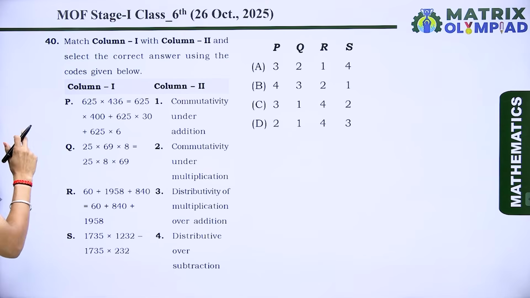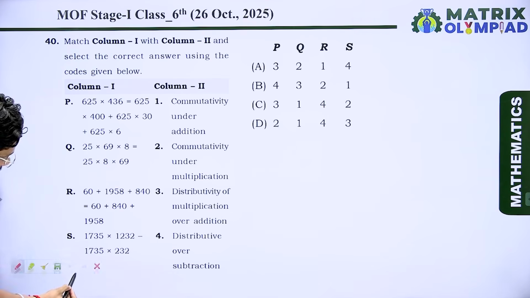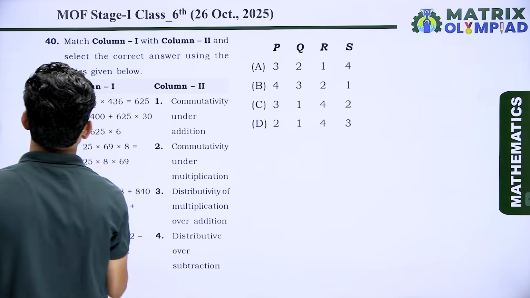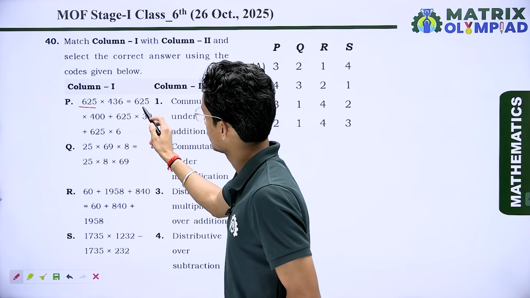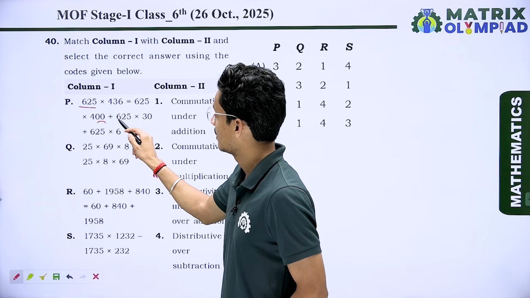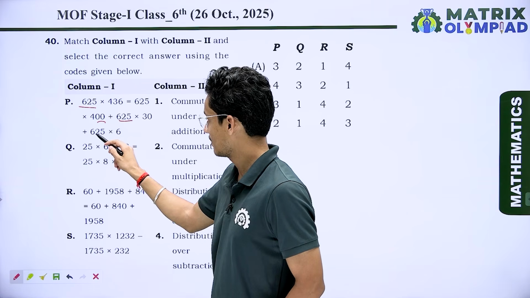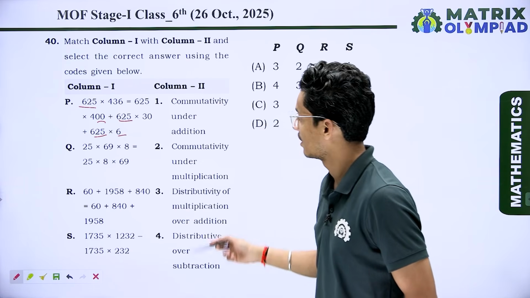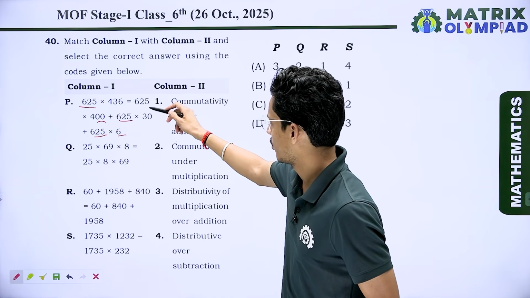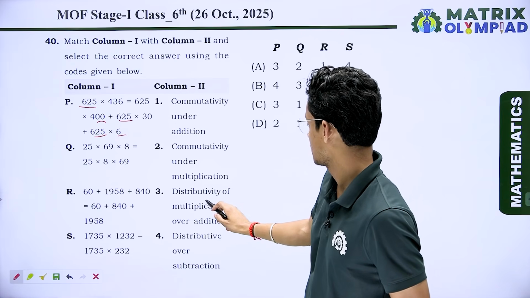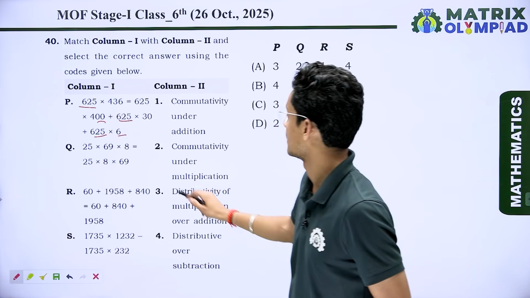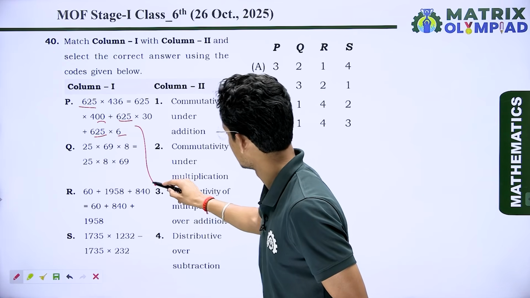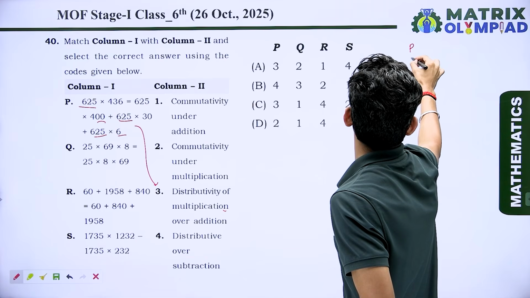So now if I talk about the next question, which is based on match the column, and here we have first P, that is 625 multiplied by 436 is equal to 625 multiplied by 400 plus 625 multiplied by 30 plus 625 multiplied by 6. It means this is the distributive property of multiplication over addition. So P is connected to 3. So I can write here P is connected to 3.